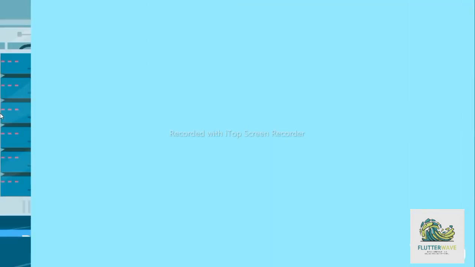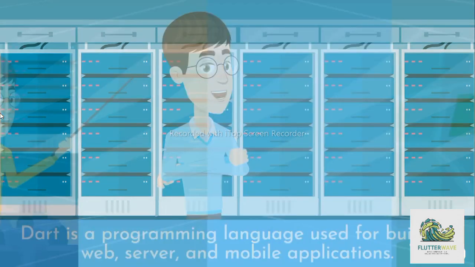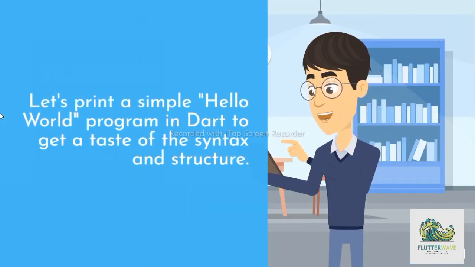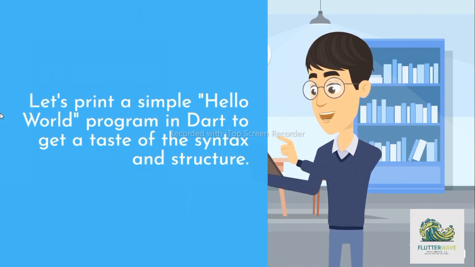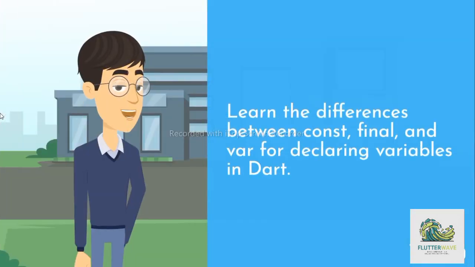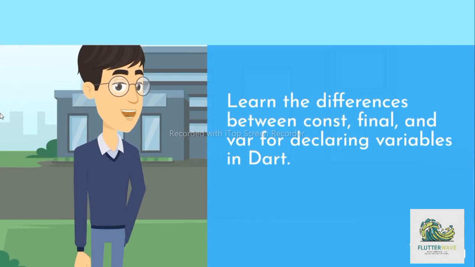What is Dart? Dart is a programming language used for building web, server, and mobile applications. Its syntax is easy to understand and offers features like data types, variables, and control structures. Let's print a simple "Hello World" program in Dart to get a taste of the syntax and structure. Understanding data types and variables is crucial. Learn the differences between const, final, and var for declaring variables in Dart.